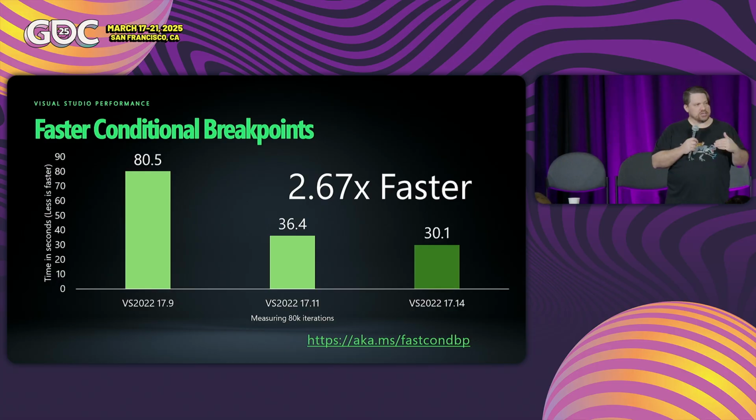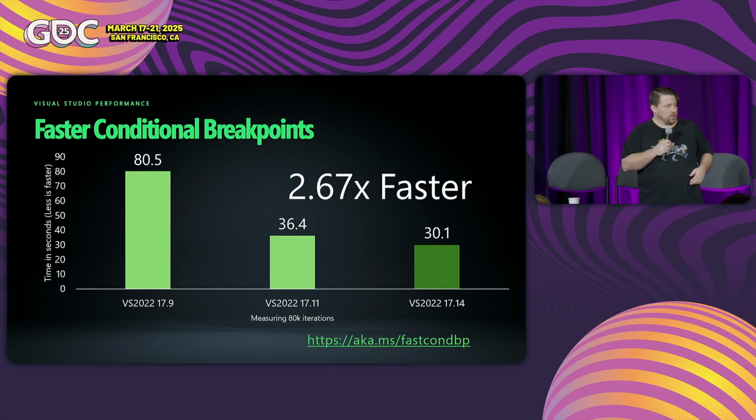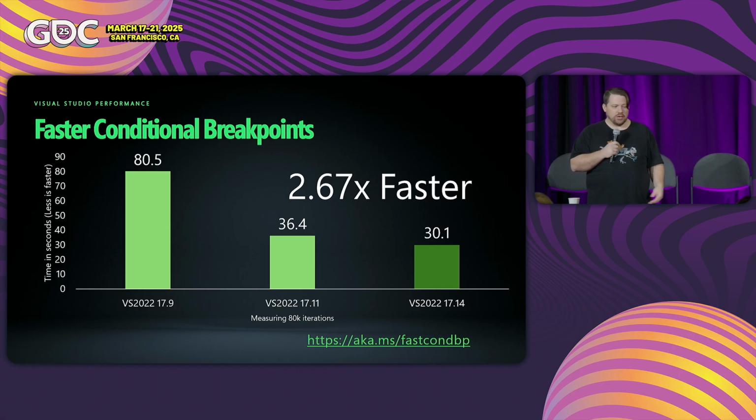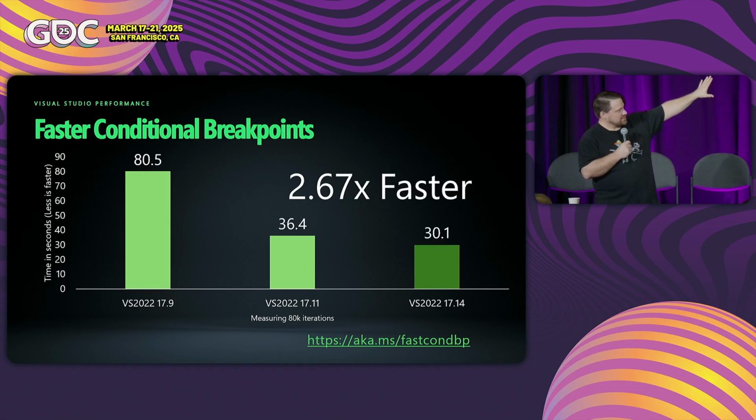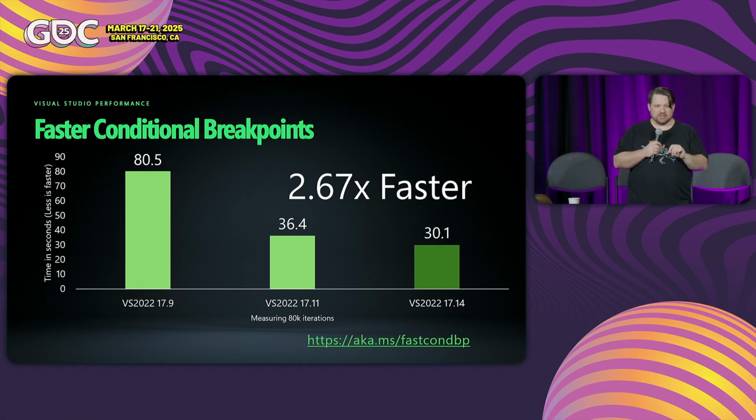So whenever you set a conditional breakpoint, there's overhead that happens, right? Because the debugger has to check whether the condition is true before it decides whether to break or not. So in the latest versions of Visual Studio, we've greatly reduced the cost of this overhead. In fact, it's now over 2.5 times faster than what it was before. In our tests with 80,000 iterations, what took 80 seconds before now takes 30 seconds. So this is really going to speed up your debug cycles if you're using those conditional breakpoints.